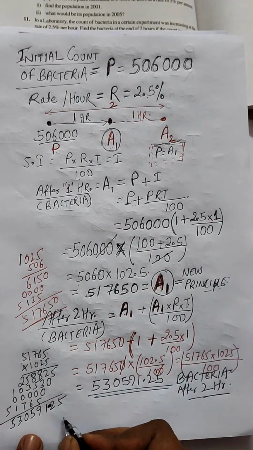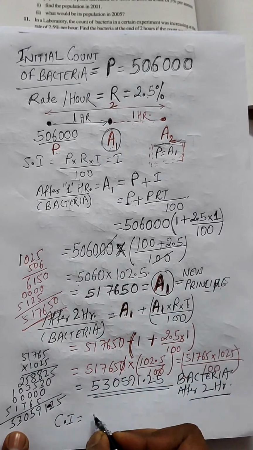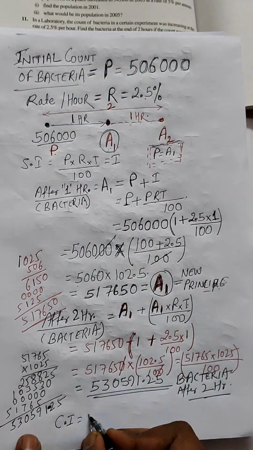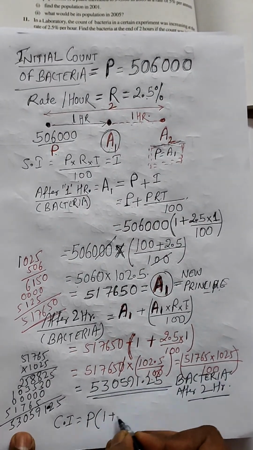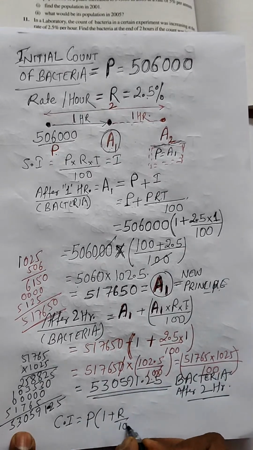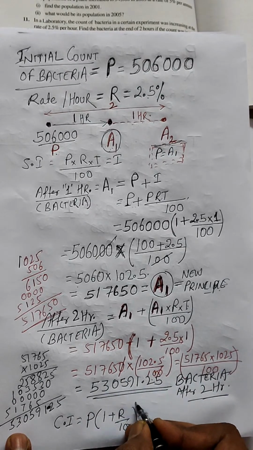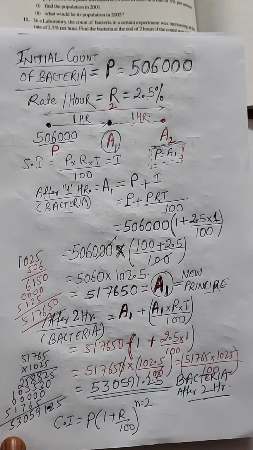We will be considering the formula of compound interest, CI. The initial count will be acting as a principal, right? So compound interest is calculated as P times (1 plus R by 100) power n. n will be the time period. So here it will be n equal to 2, right?